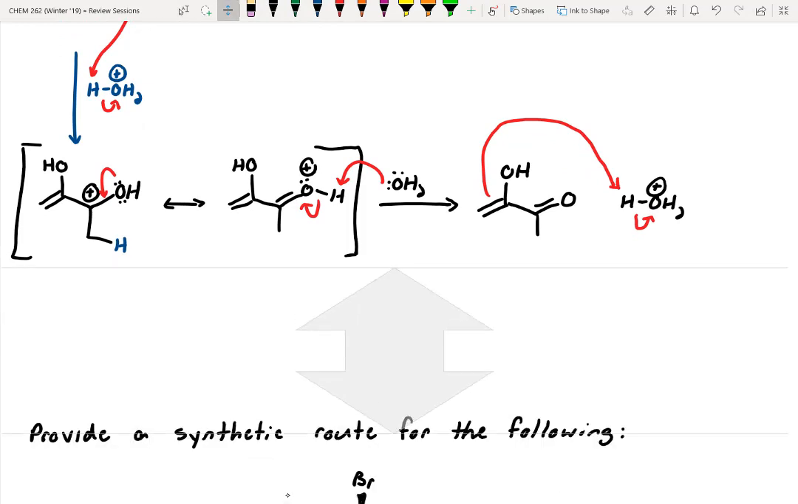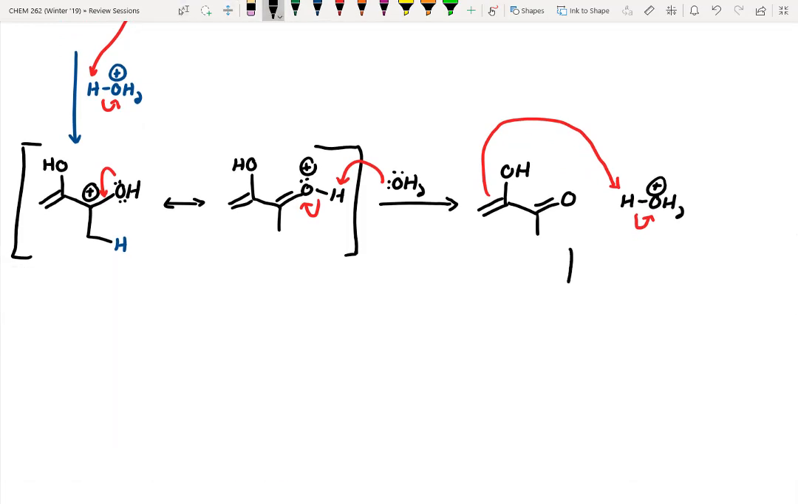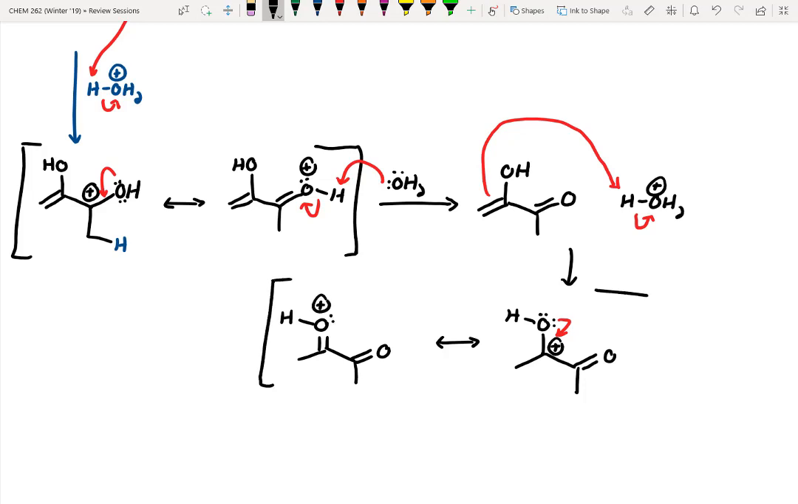Let me slide all this down. And just like before, we want to get our resonance stabilized carbocation. So this is the best position for that carbocation because then this lone pair can dump down. Now this oxygen has a positive charge. And then what do you think the last step is going to be if water is still floating around?